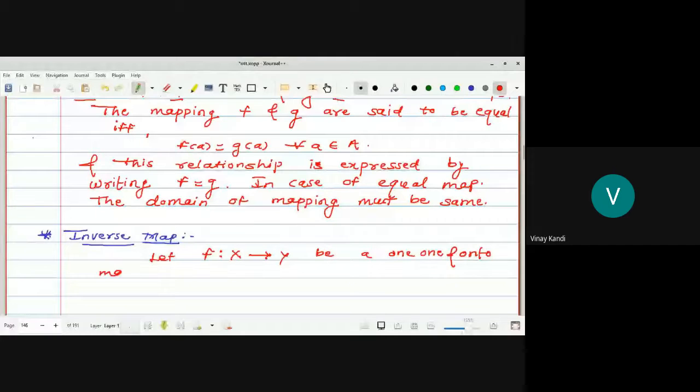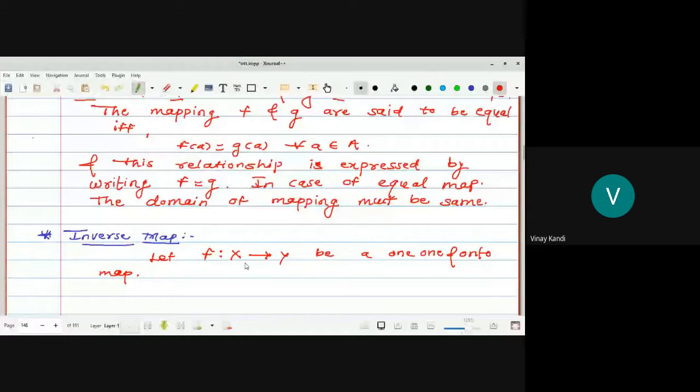Here each element of X corresponds to exactly one element of Y, each and every element of X corresponding to each and every element of Y, by one-to-one correspondence. And onto means what? The range set of that function must be equal to the codomain.